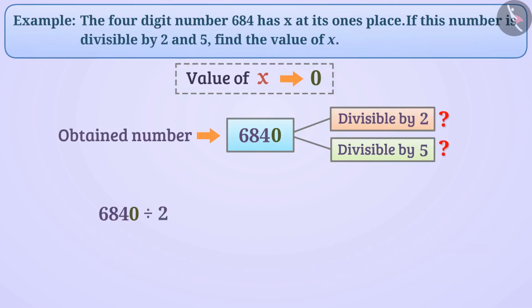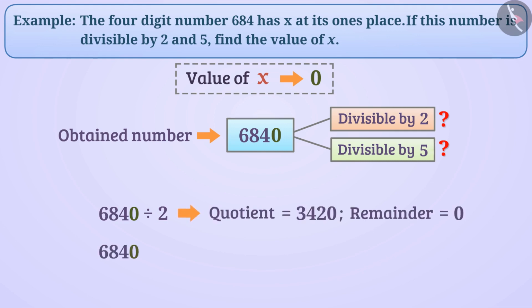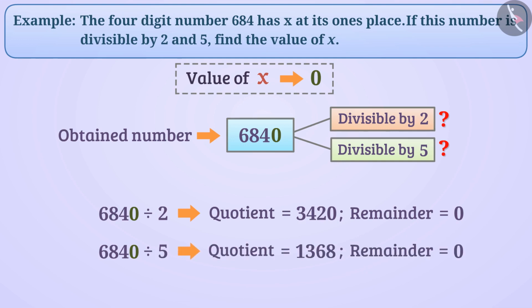Let's verify this. If we divide 6840 by 2, the quotient is 3420 and the remainder is 0. Similarly, if we divide 6840 by 5, the quotient is 1368 and the remainder is 0. Since the remainder is 0 in both cases, we can say that 6840 is divisible by both 2 and 5. That is, our answer is correct.